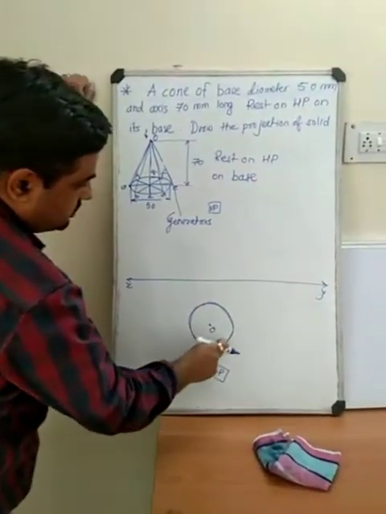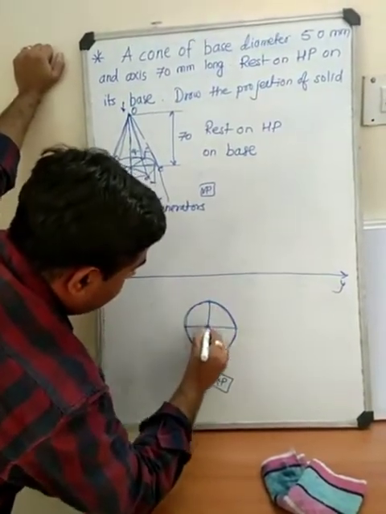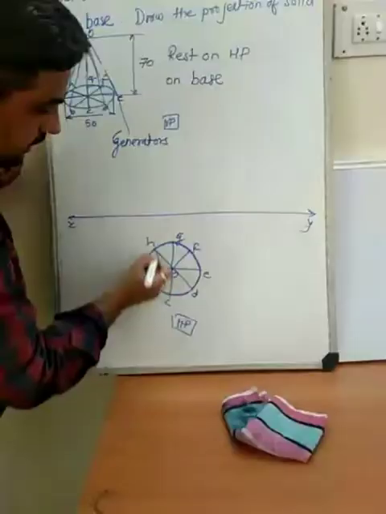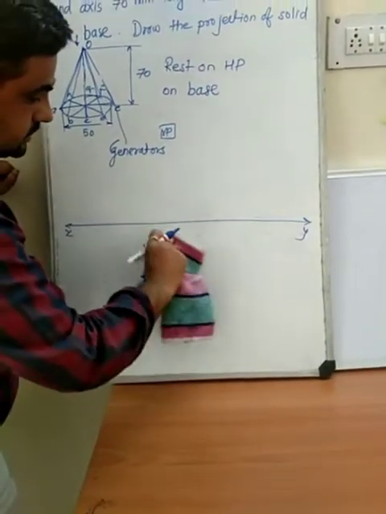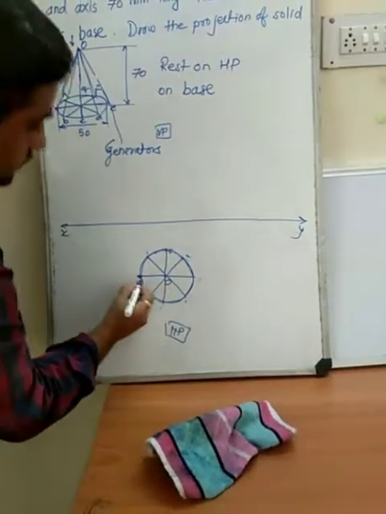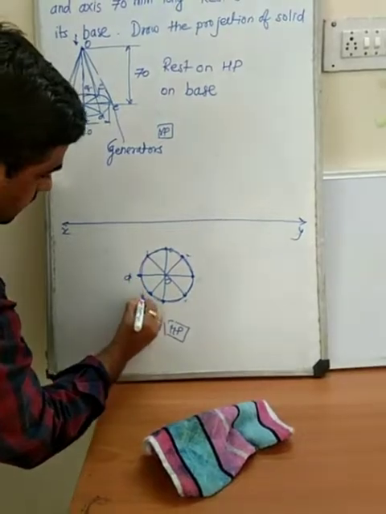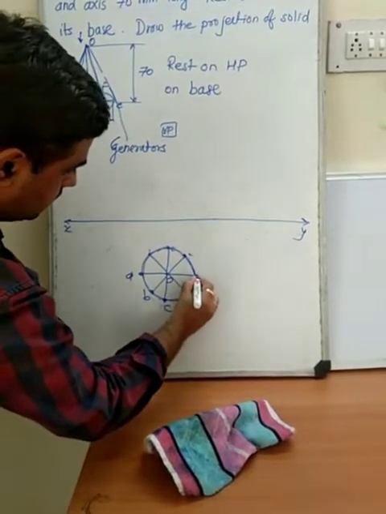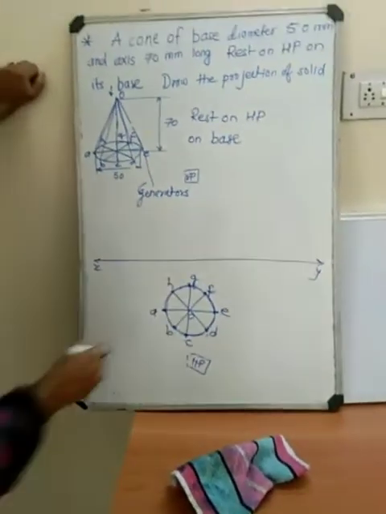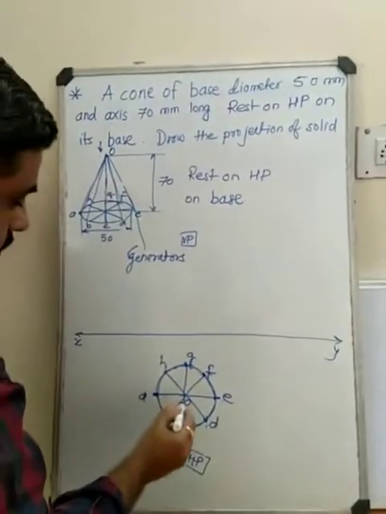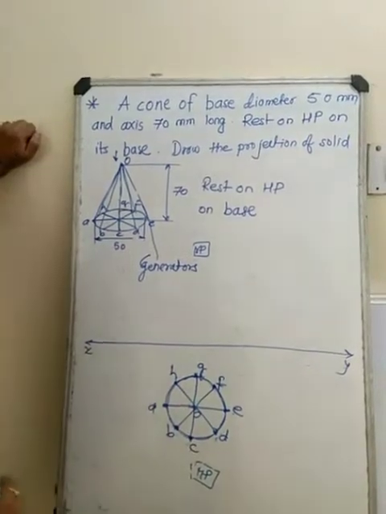Now, how to form the generators? This is the circle. First of all, divide this circle into 8 equal parts, and give the notations A, B, C, D, E, F, G and H. Now OA is a generator, observing from the top. OB, OC, OD, OE, OF, OG and OH, all these are the generators.